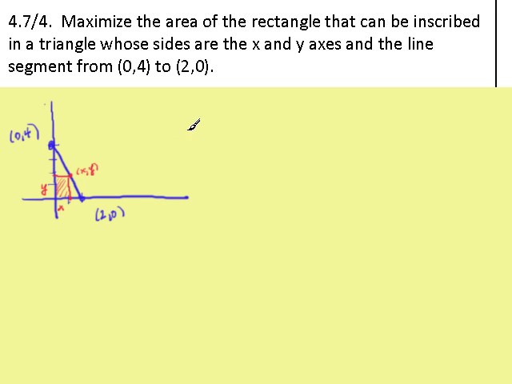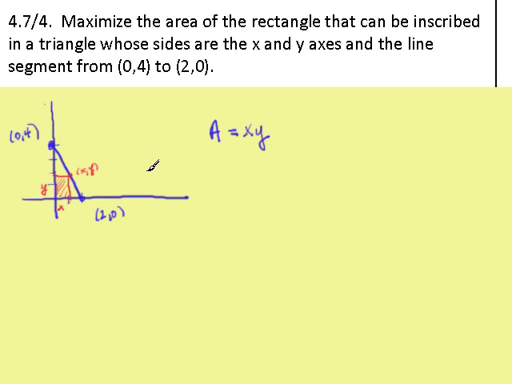So let's write a little formula for the area that we want to maximize. The area of this rectangle, well, I labeled this point (x, y), so the area is going to be this side times this side. That would be xy. Okay, so that's the area of that red rectangle. And we have to eliminate one of the variables. So we're going to use the fact that it's inscribed in this particular triangle to get information that'll give us a relationship between x and y.